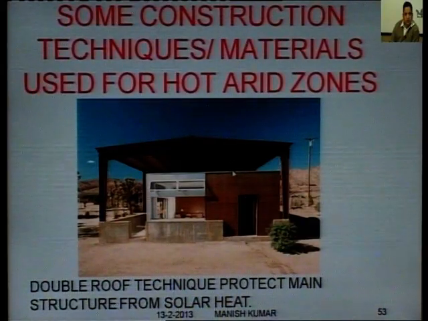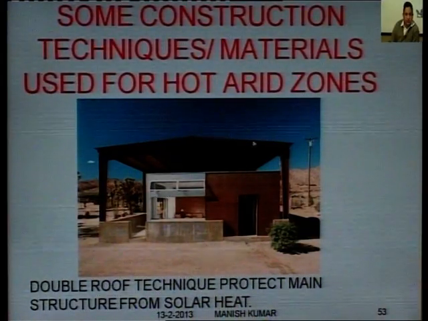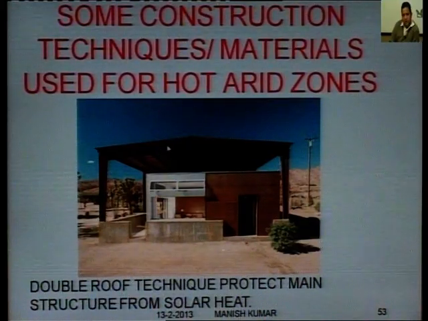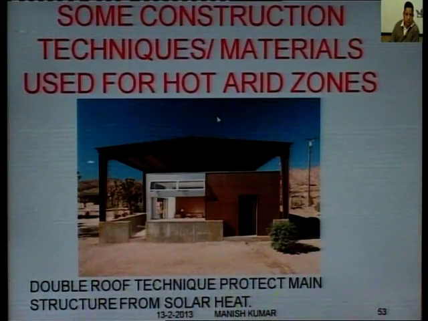There is a good gap of 3 to 4 feet so that heat can be dissipated from this area also. If there is a trapping of heat, it is open. This roof will basically provide some sort of protection to this dwelling unit from the hot midday sun.